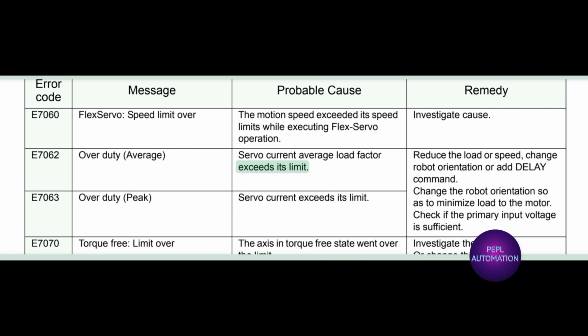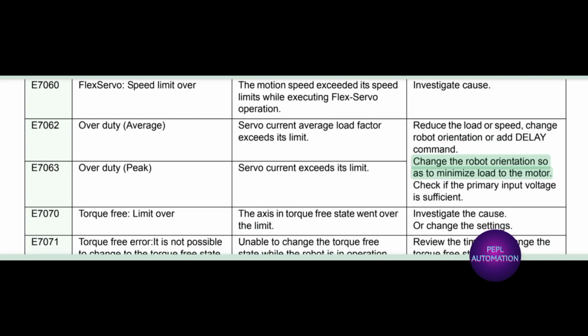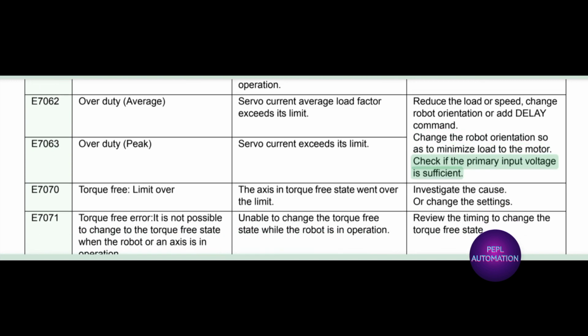exceeds its limit. Reduce the load or speed, change robot orientation or add delay command. Change the robot orientation so as to minimize load to the motor. Check if the primary input voltage is sufficient.